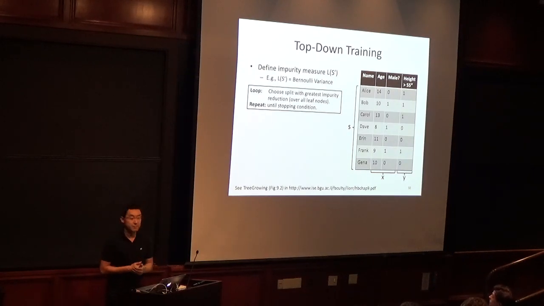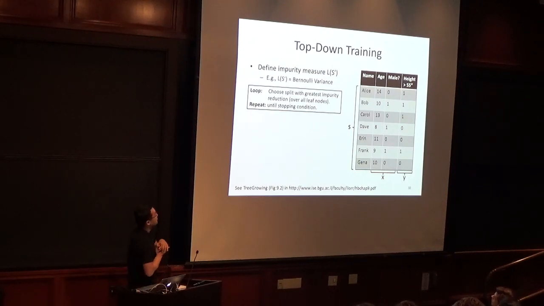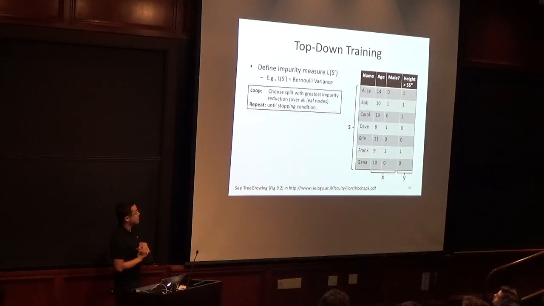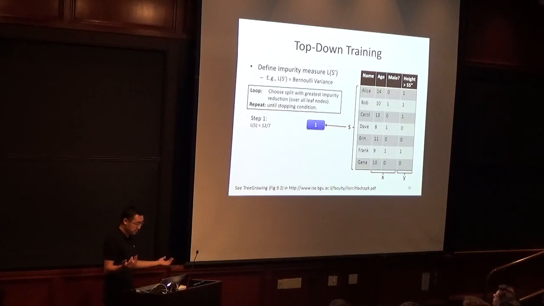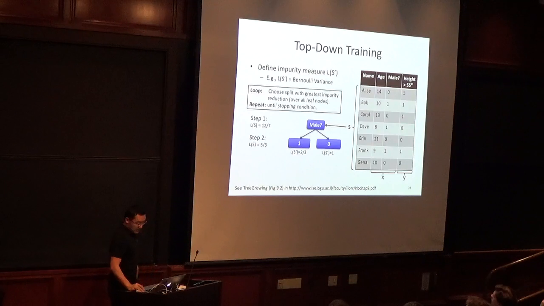It's called top-down training. The name implies exactly what it sounds like. We're going to recursively choose the split of a current leaf node with the greatest impurity reduction over all possible splits until some stopping condition is met. Okay, so step 1. We have just the root node as a singleton node in the tree, which means it's also the leaf node. We predict the majority class. It has some impurity measure.